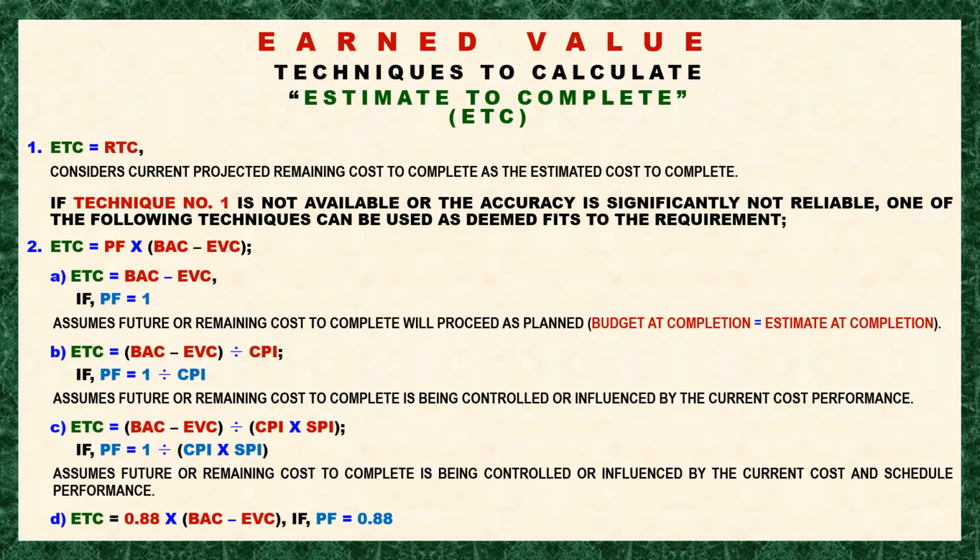Okay, so since the estimate of the remaining total cost is performed accurately, we'll be assuming that this is performed accurately and highly reliable. So let's use this one, the ETC. Let's assign this first technique: the ETC is equal to RTC across the whole project. So we will be using this one, the first technique.